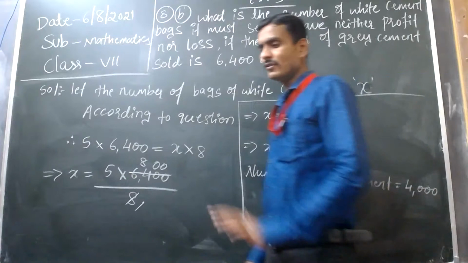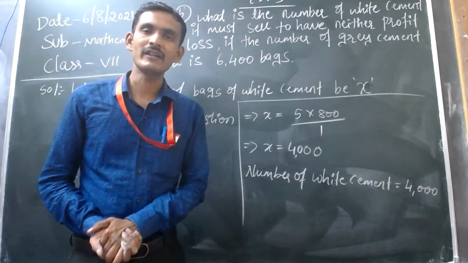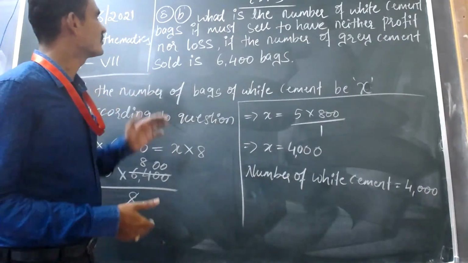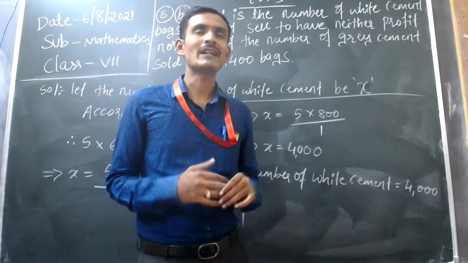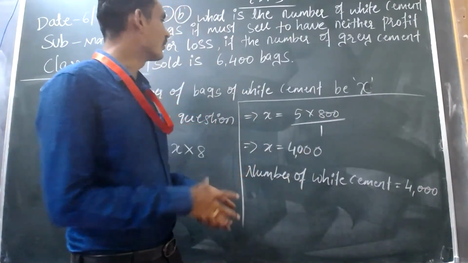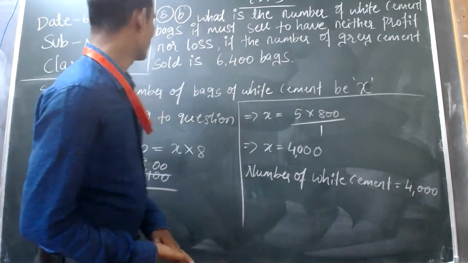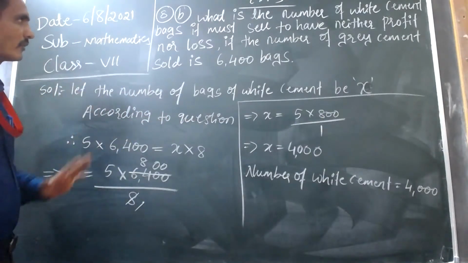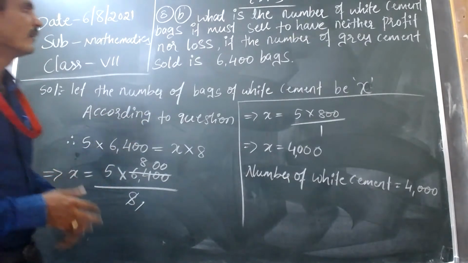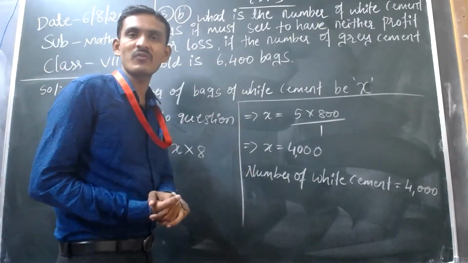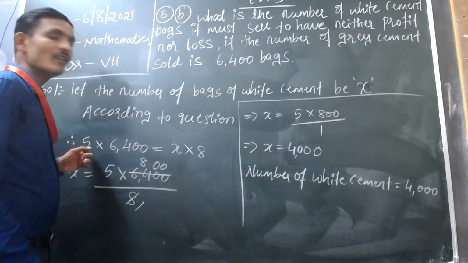So this completes your 8th bit B problem. The A problem I explained yesterday. This one is a B problem: we have to find the number of white cement bags to get neither a profit nor a loss. That's why we have to sell 4,000 bags of white cement. According to the question, if we sell 6,400 bags of grey cement, you will get a loss of 5 rupees.